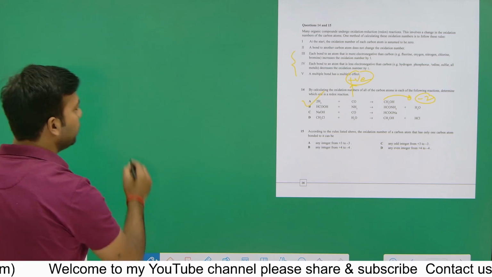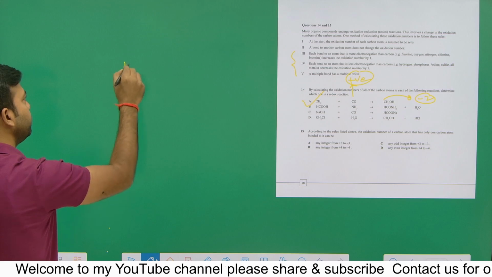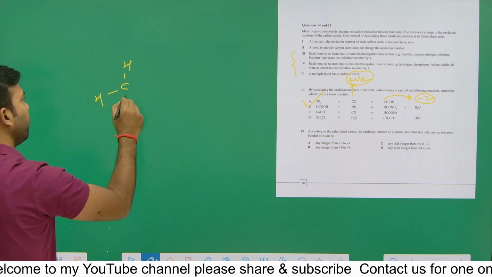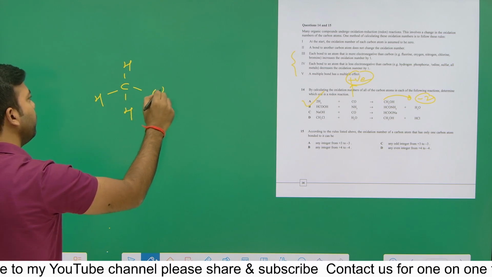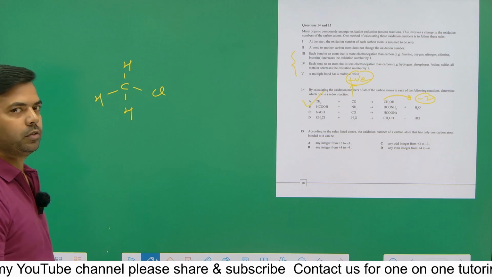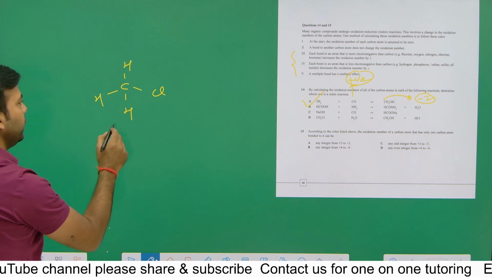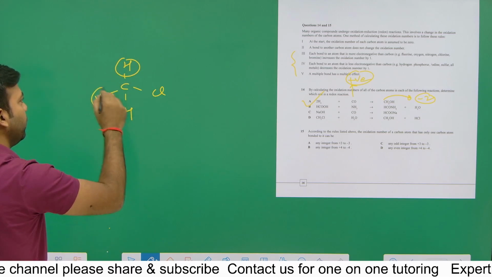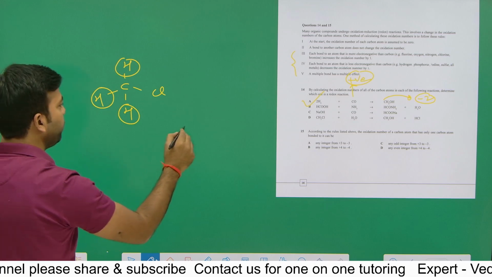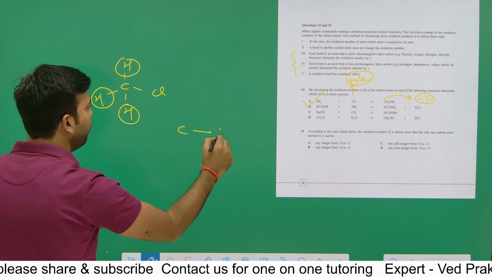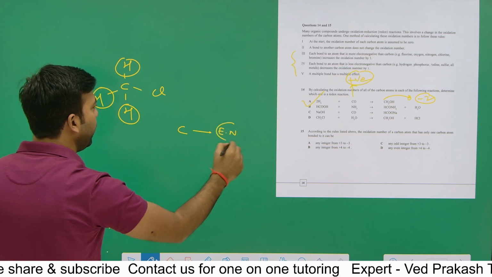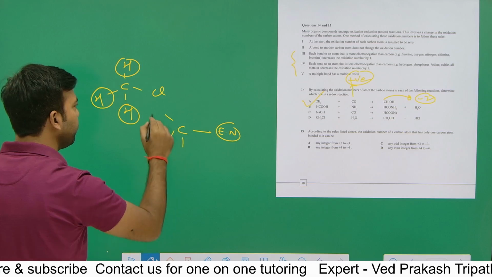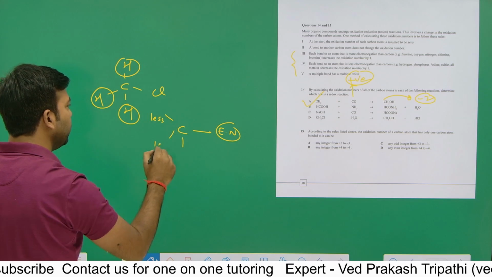The left is CH3Cl. Look at the smart approach. What is a smart approach? This carbon has hydrogens, which are less electronegative. So look at the bonding pattern. One is a more electronegative element and three are less. Less, less, less.